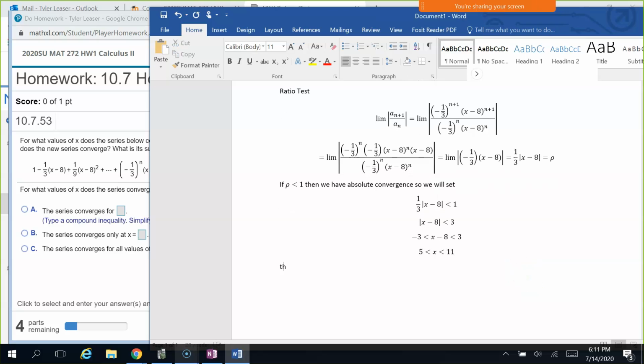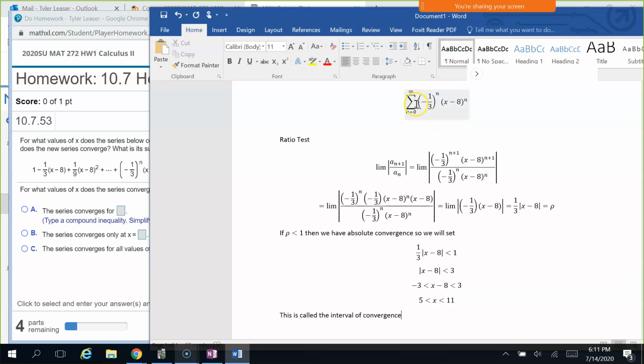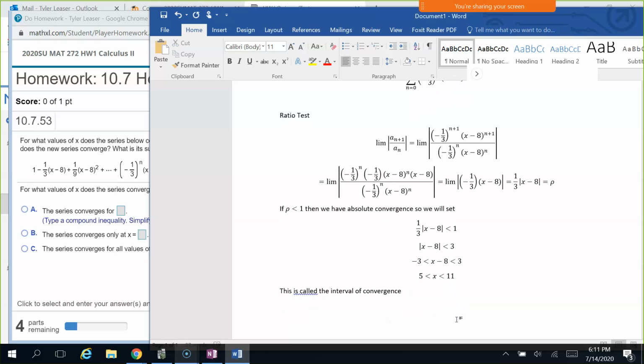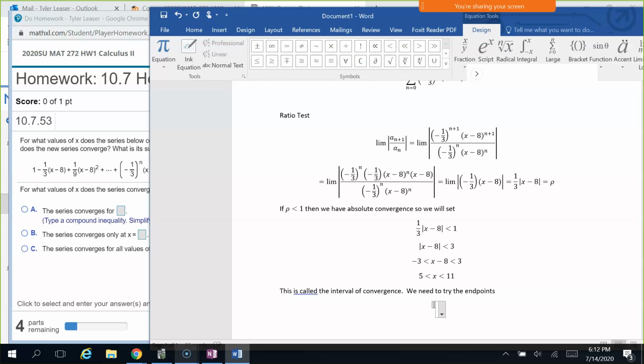Okay. This is called the interval of convergence. In other words, this series that I started with here, this series will only converge in this interval. What we don't know yet is if it converges at the end points. We need to try the end points. So let's just try the first one, x equals 5, and see what happens.